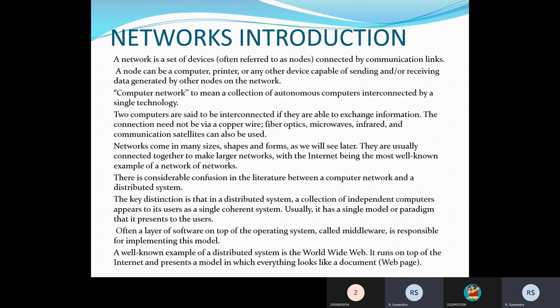A network is a set of devices. For a network, we need a minimum of two systems, one to transfer a message or data to another. So the minimum requirement is two systems, one-to-one. A network is a set of devices connected by a communication link. A communication link means the medium, such as LAN or Wi-Fi.